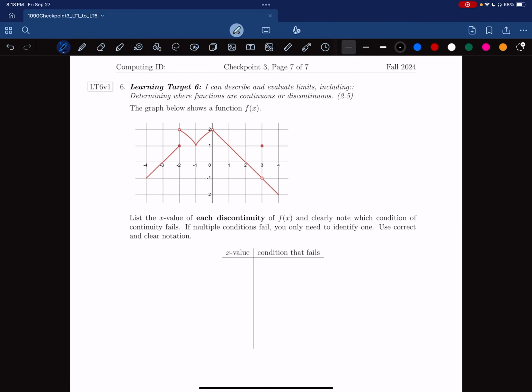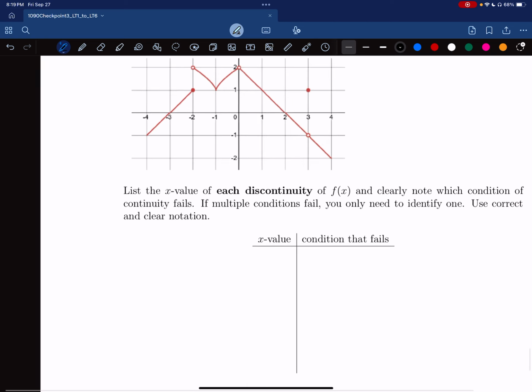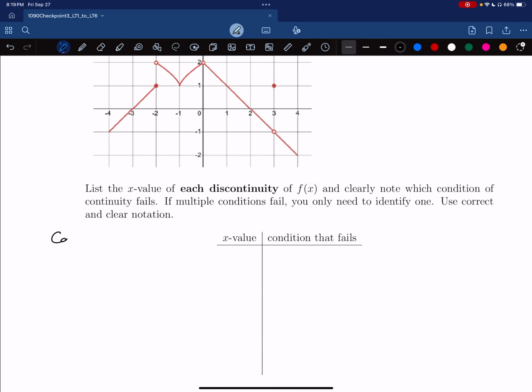Hey guys, today we will be doing Learning Target 6, which is about using limits to determine where a function is continuous or discontinuous. We're given a graph of a function f of x, and we need to list the x value of each discontinuity and note which condition of continuity fails. If multiple conditions fail, we only need to put one down, but we'll talk about all of them in this video. So in class, we talked about a continuity checklist.